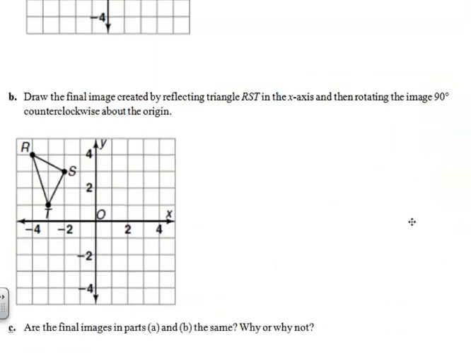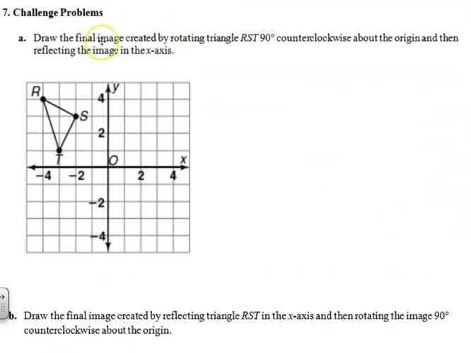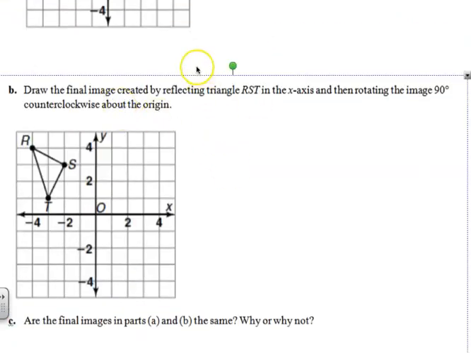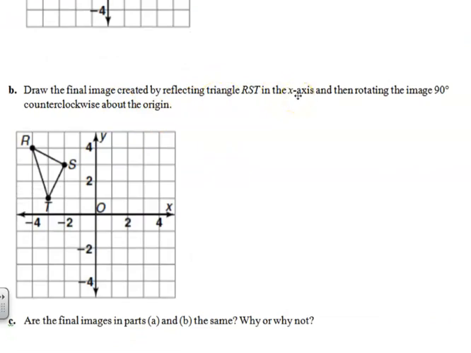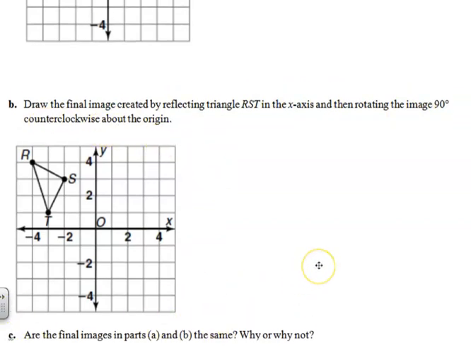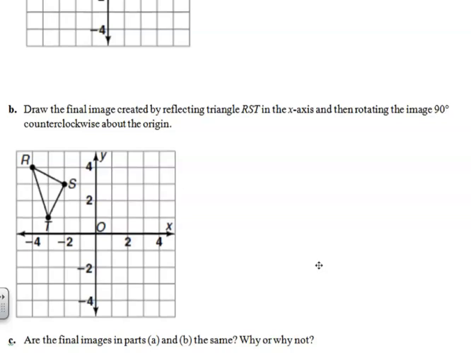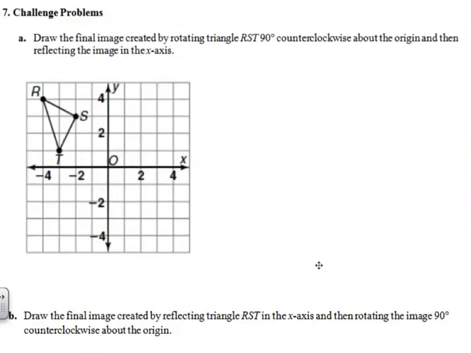So you've got 2 challenge problems now. It wants you to do 2 things. It wants you to draw the final image by rotating it 90 counterclockwise and then reflecting it. Okay, so try A on your own. And then part B, it wants you to draw the final image of reflecting it over the x-axis and then rotating it 90 counterclockwise. And then it wants you to know if parts A and B are the same, why or why not. So go ahead and try these on your own, and then press pause and we'll go over what we got.